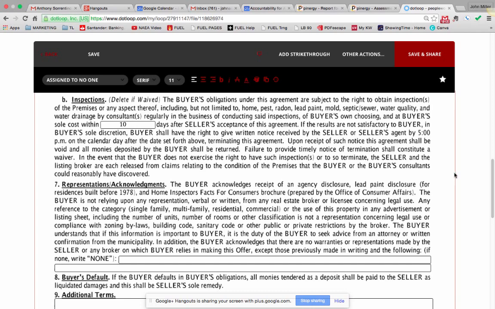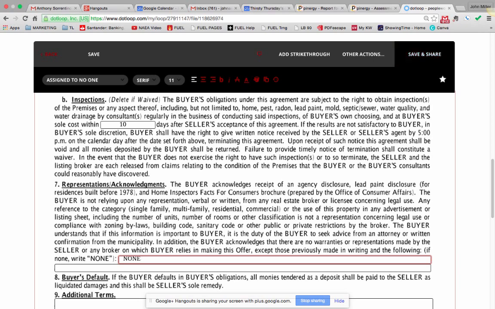So let's pick up where we left off where the cursor is right here. It says, in addition, the buyer acknowledges that there are no warranties or representations made by the seller or any broker on which buyer relies in making this offer, except those previously made in writing and the following. If none, write none. And 98% of the time, it's usually none, and so you write none in there.